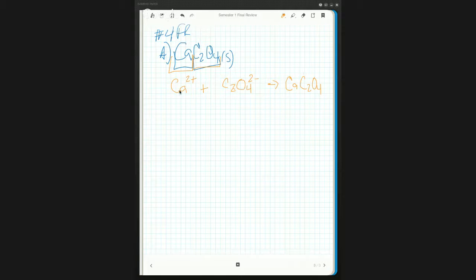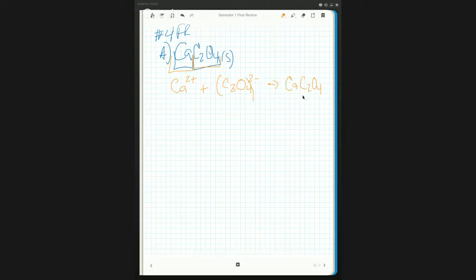Okay, so a few things. 1, when you have the ions, you must put the charge on them. You don't have to necessarily put the parentheses around that, but it helps. You have to put the charge on it. When you do the product, the precipitate, you do not include the charges. If you include the charges, it will get marked wrong.